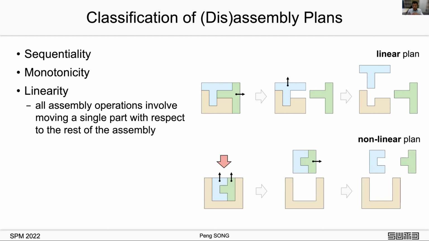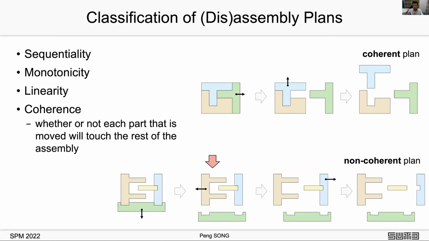An assembly plan is linear if all assembly operations involve moving a single part with respect to the rest of the assembly. See the top example. The bottom example shows a non-linear plan. This is because in the first disassembly operation, we need to move two parts together in order to disassemble them.